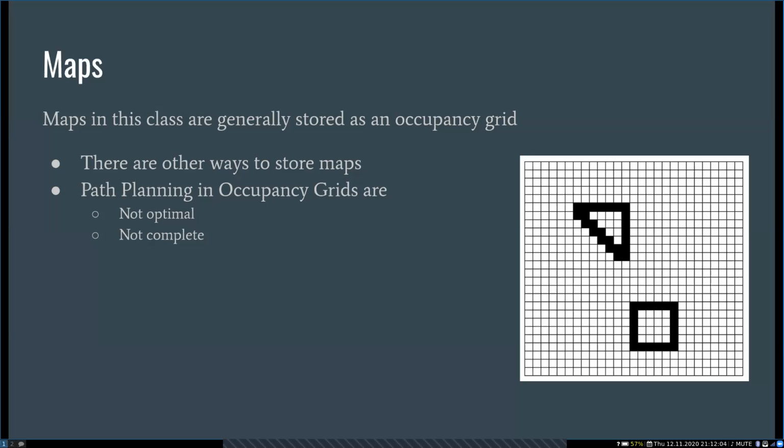So that being said, we still use them anyway because they're a pretty good way to do them, and if you make the resolution of the grid small enough, it doesn't really matter too much. But do keep in mind that they are not optimal or complete.